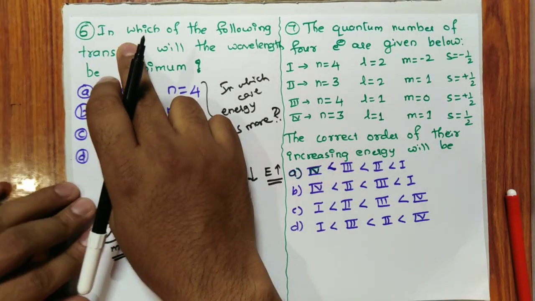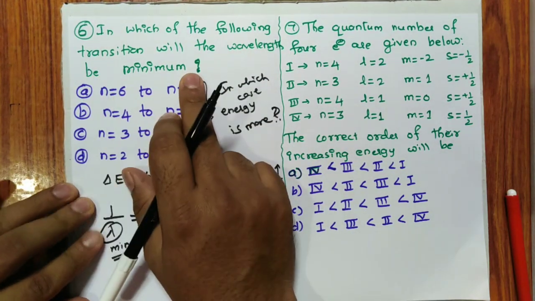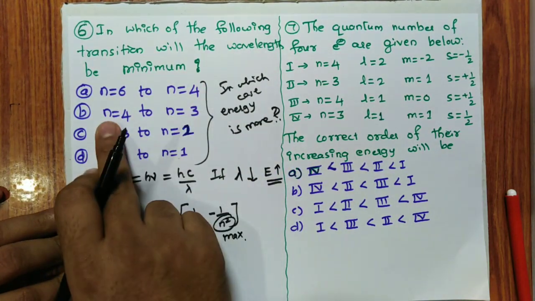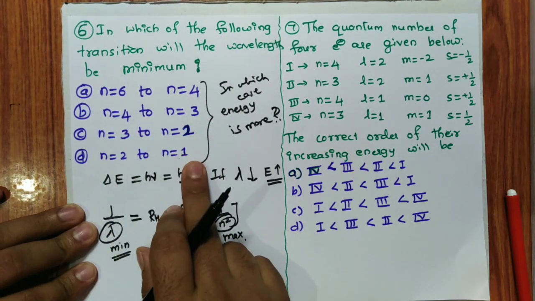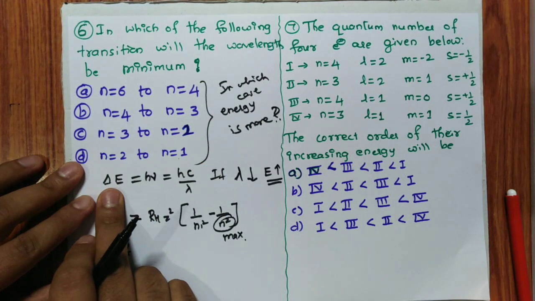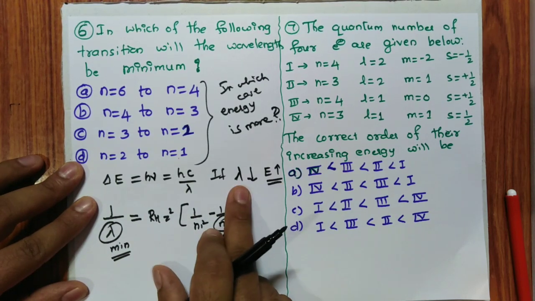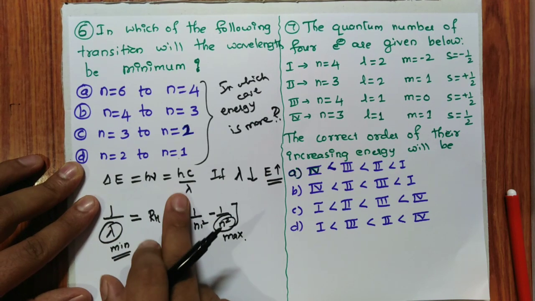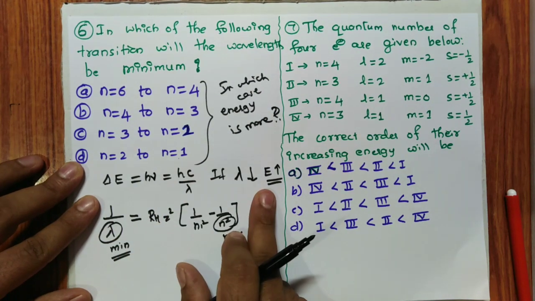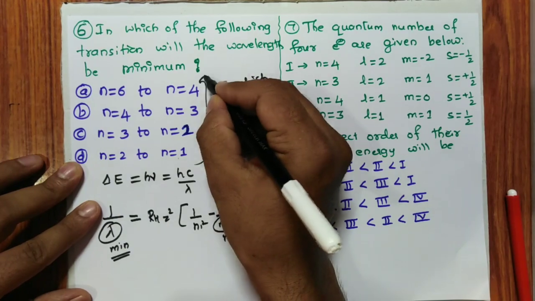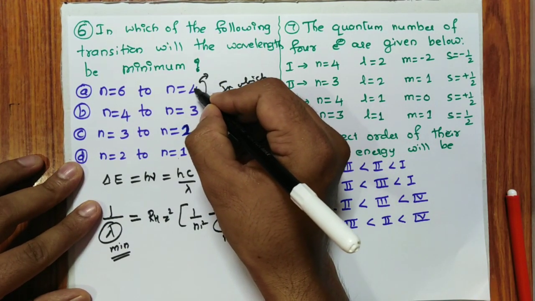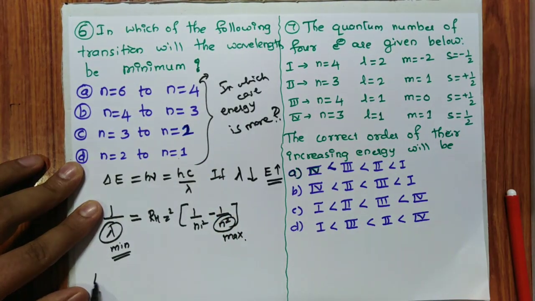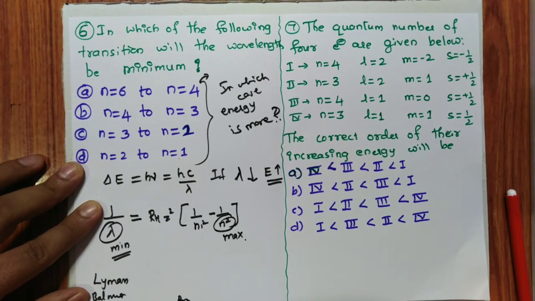The 6th question is: in which of the following transitions will the wavelength be minimum? So n is equal to 6 to 4, 4 to 3, 3 to 1, 2 to 1, it is given. So remember, if energy is more, lambda will be less, because of this formula, E is equal to h nu is equal to hc by lambda. In which case is energy more? So remember, this is the one series which is responsible for n is equal to 4. So in series what we know? Lyman series, Balmer series, Paschen series and Brackett series.